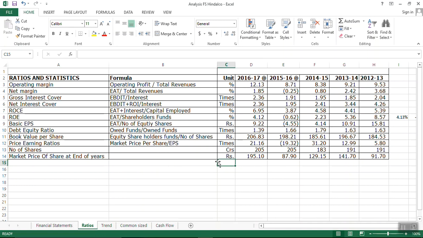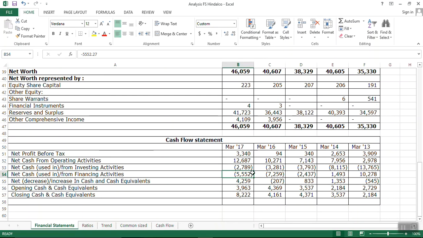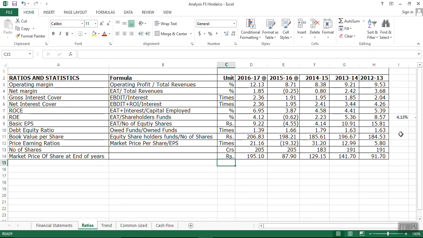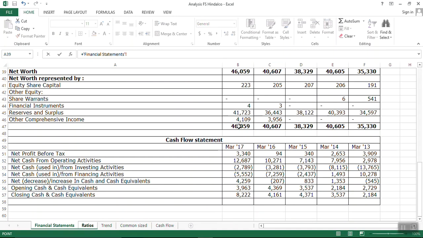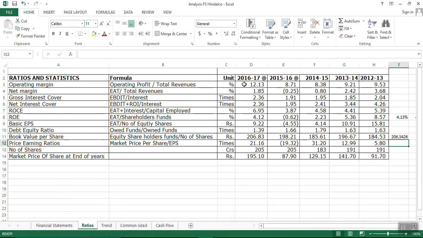Now coming on to the book value of shares. How did we calculate this? How did we get the book value of the shares? In simple words, this is my total of this divided by my equity share capital. Equity shareholders' funds, that is 46,509,059 divided by 223. We will get 206.83.